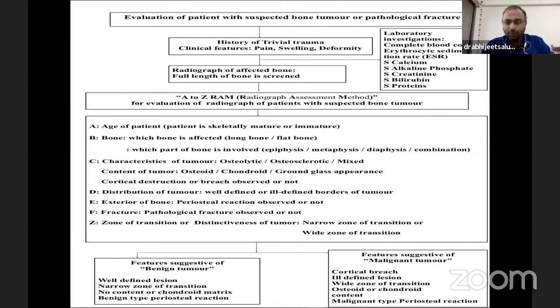And a malignant bone tumor will have a cortical breach, it will be ill-defined with a wide zone of transition, osteoid or chondroid matrix, and a malignant type of periosteal reaction. Again, I will insist, it's suggestive of a malignant bone tumor.